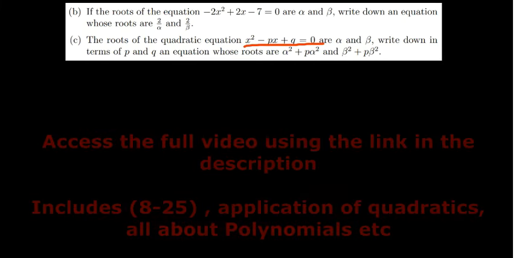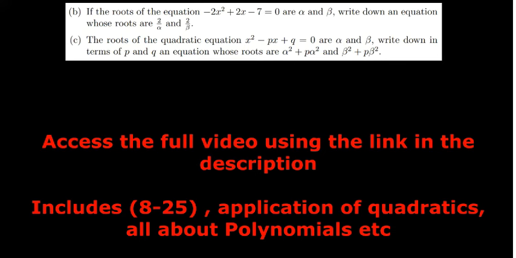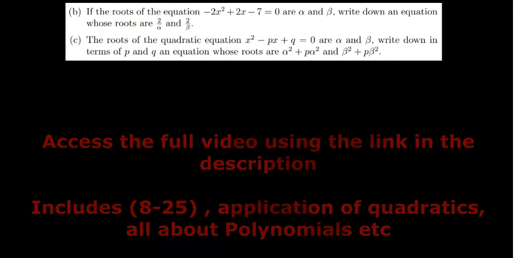And then finally, if we have c, the roots of the quadratic equation x squared plus px plus q are alpha and beta. So that's our equation in this case. So alpha and beta are the roots. Write down, in terms of p and q, the equation whose roots are alpha squared plus p alpha squared and beta squared plus p beta squared. So I can start with the roots first of all.